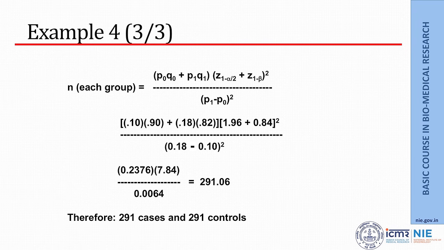If you plug them all in the formula, then you get 291.06, in which case it indicates that you need to either have 291 or 292 cases and 292 controls in order to get an estimate of your OR.